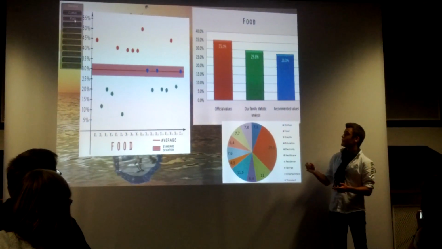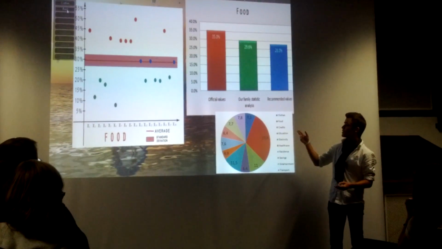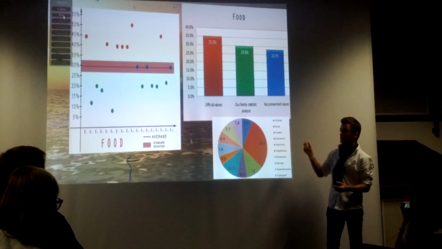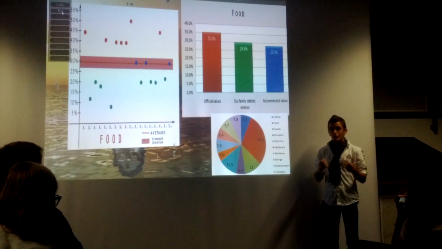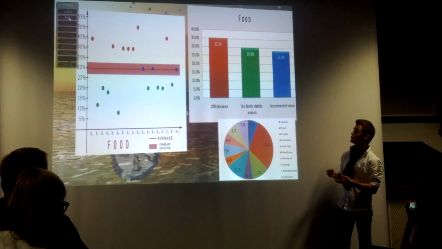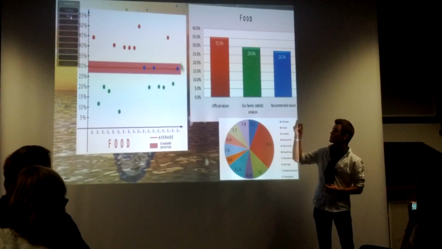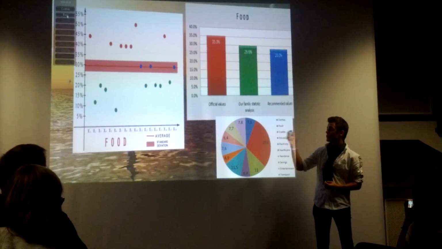If you look at the diagram on the right, you will notice that our family statistic data is right in between the official data and the recommended values. And therefore, one might think that our families are from a middle class, but we know that that is not correct, because if you look at the graph on the right, you will notice that there are families who give almost 55% of their family budget for food.